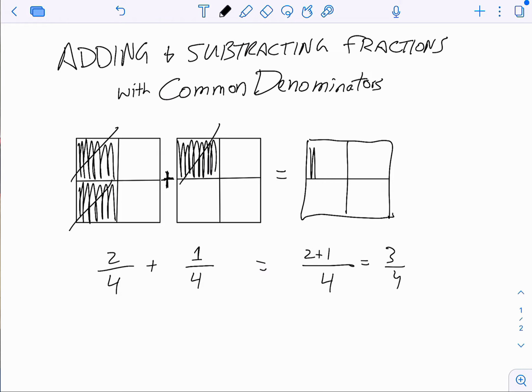Or if I do the visual of them, and I put all those parts and I move them over here, okay, I'm going to have 3 of them out of the whole.